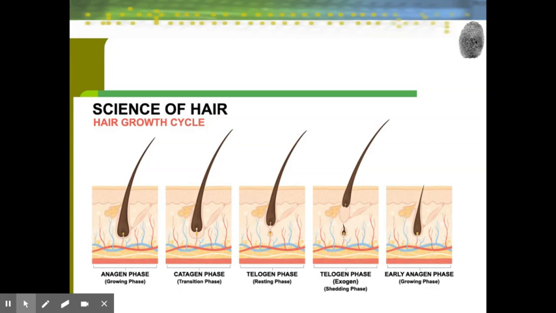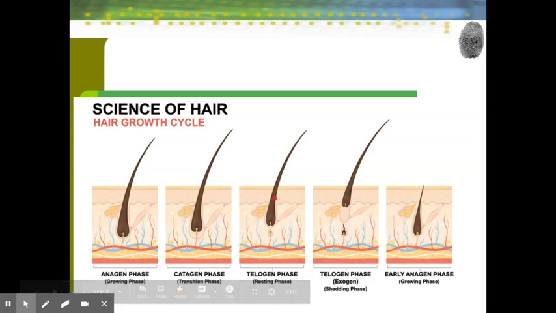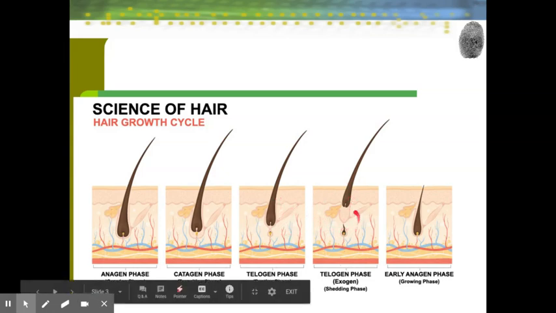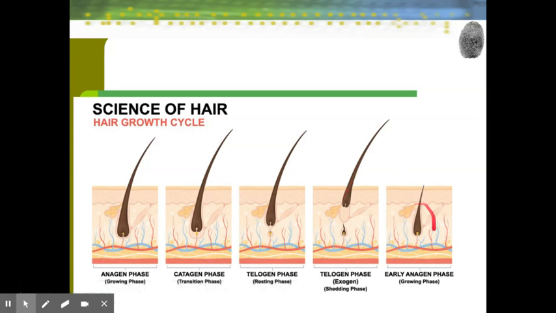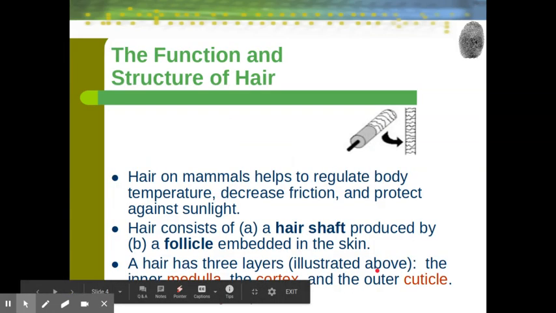So, your book talks about these first three phases right here, the anagen phase, the catagen phase, and the telogen phase. But now they're thinking of adding this other phase in here as distinct from this phase. So, here, this is still firmly implanted in the head. This is the exogen or the shedding phase where it's going to actually leave and then start growing again. So let's talk about all this.